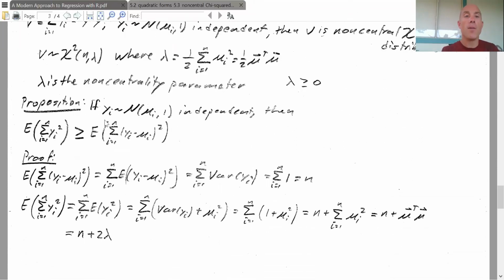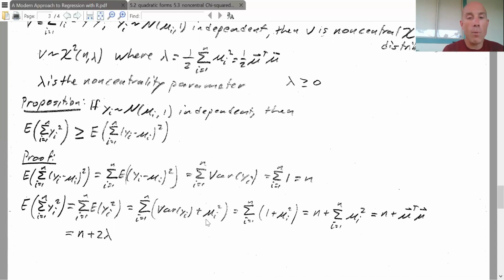Okay, so proposition. If y is distributed with a mean vector not necessarily equal to 0, independent and standard deviation equal to 1, then the expected value of the sum of y squares will always be greater than or equal to the expected value of the sum of y minus mean squared. Okay, how do we prove this? Well, this is very similar to when you do the proof to work out that x bar minimizes the sum of squared deviation.